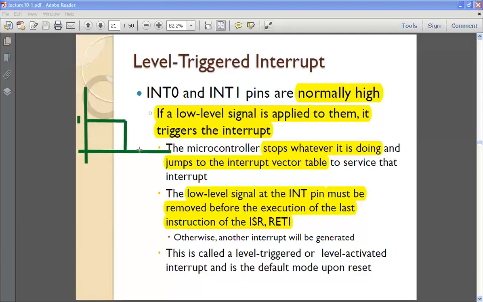Status of this pin is equal to 0. Generally the status of these pins is always high, and a low-level signal is applied through a switch. When the switch is connected, the ground connection appears at INT0 or INT1, and this indicates that it triggers the interrupt. Then the microcontroller stops whatever it is doing and jumps to the interrupt vector table to service the interrupt.